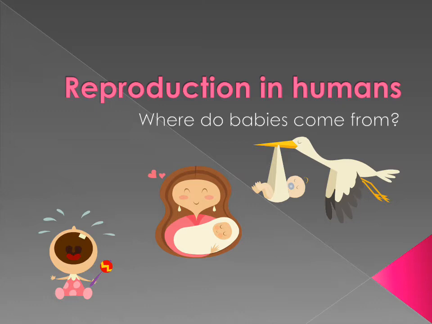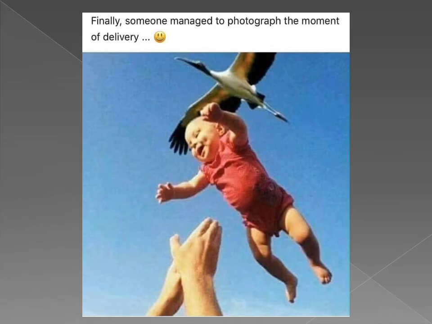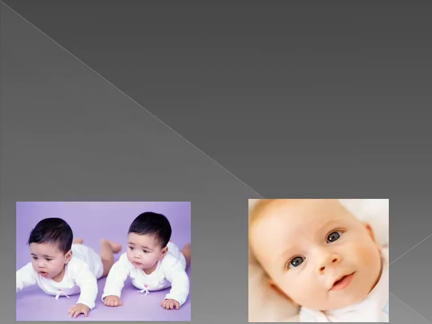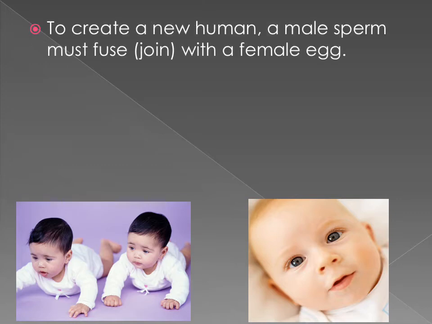So, reproduction. Where do babies come from? Is it like the stories that they told us when we were young babies? No, it's not. No, it's different. So let's start. To create a new human, a male sperm, which is a gamete, must fuse with a female egg. Fuse means join, so these two, egg cell and sperm cell, have to join together.